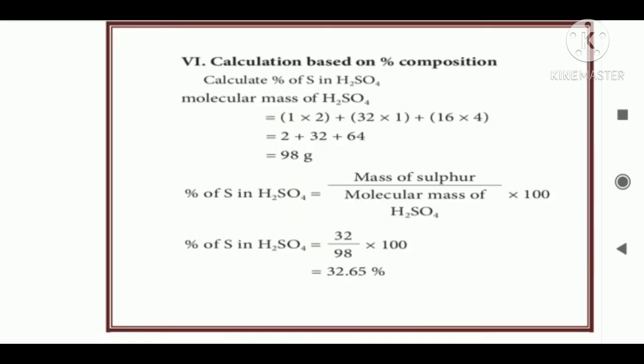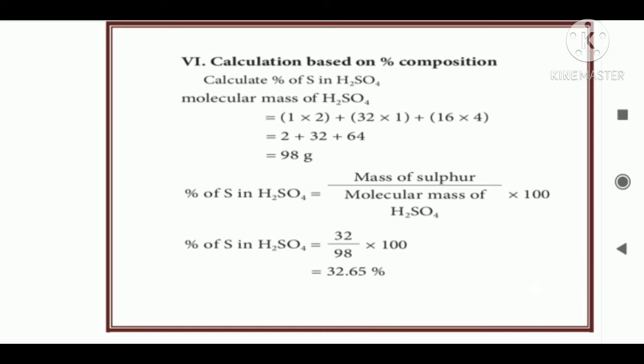Calculation based on percentage of composition. Calculate the percentage of sulfur in sulfuric acid. The molecular mass of sulfuric acid: the number of hydrogen is 2, so 2 into 1, and the number of sulfur is 1, so 32 into 1, and the number of oxygen is 4, so 16 into 4. Totally 98 grams.